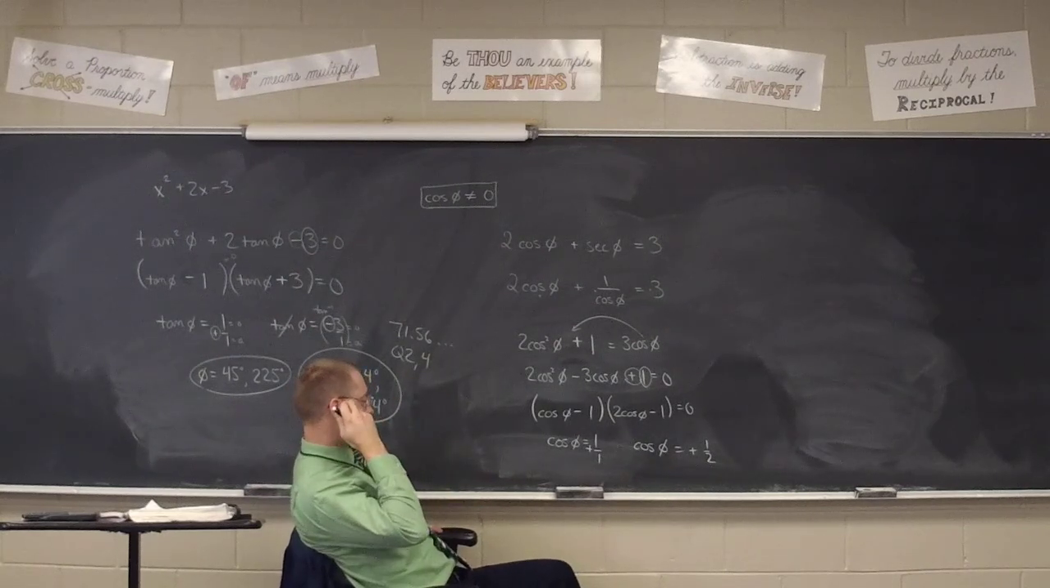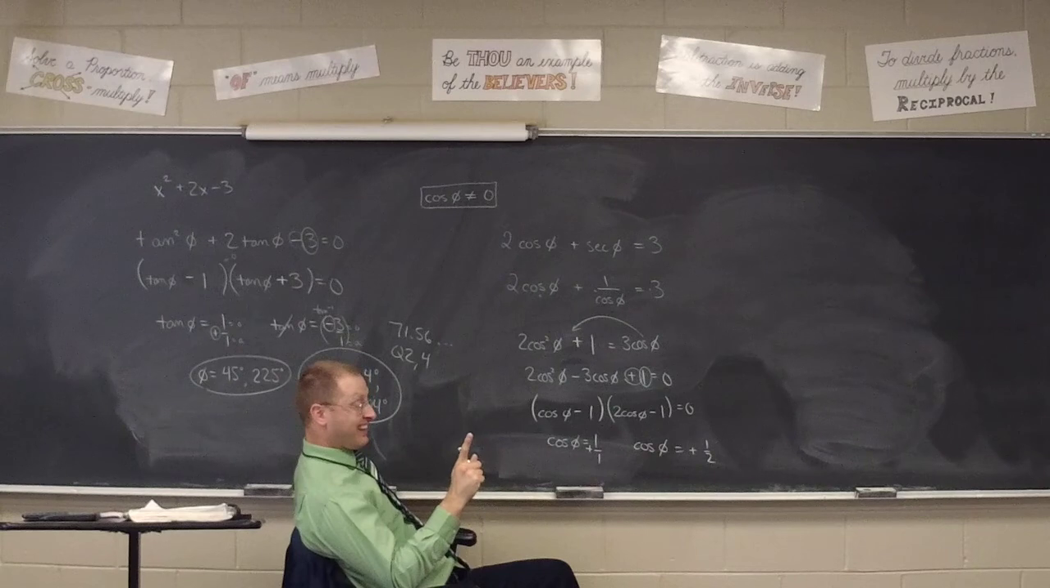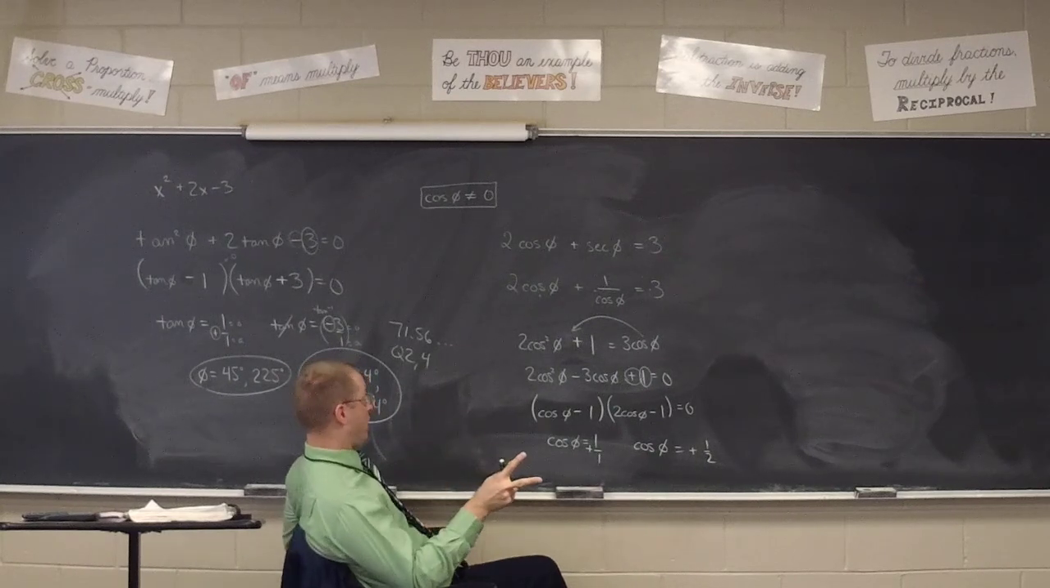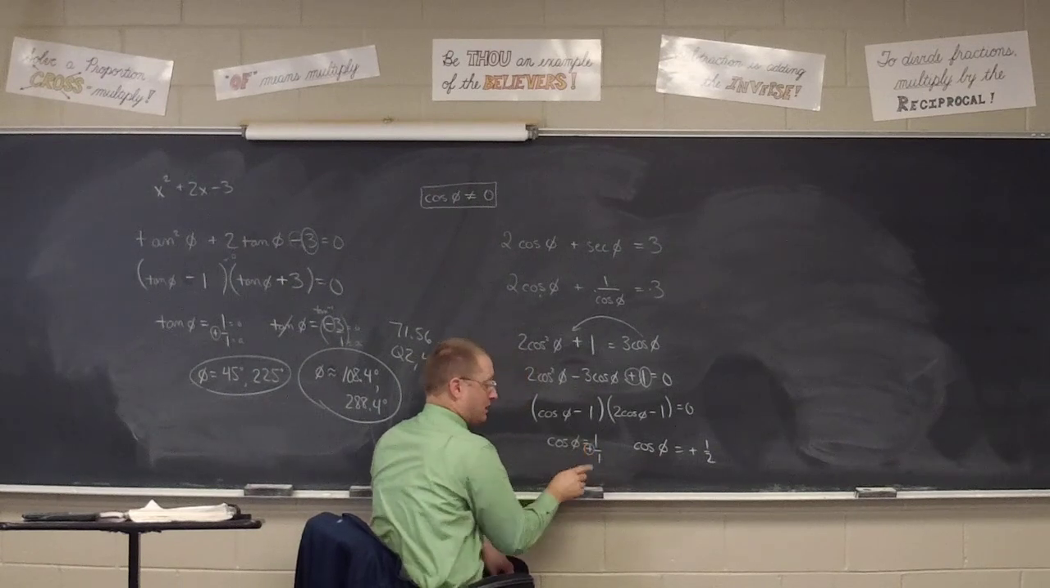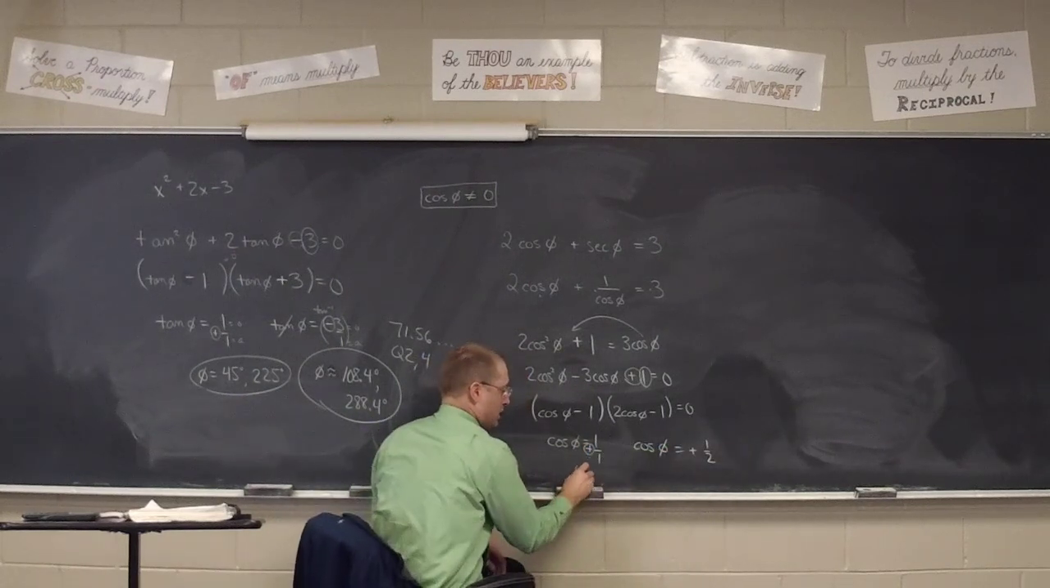Adjacent over hypotenuse. An adjacent leg of 1 and a hypotenuse of 1 also gives 0 degrees. And notice, just positive, so not 0 and 180, just 0.